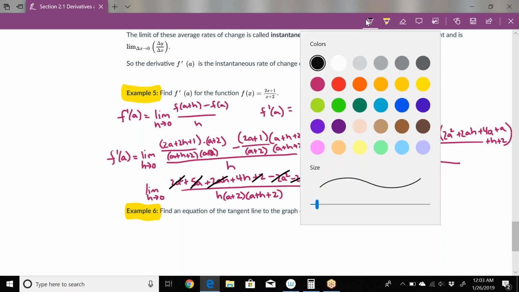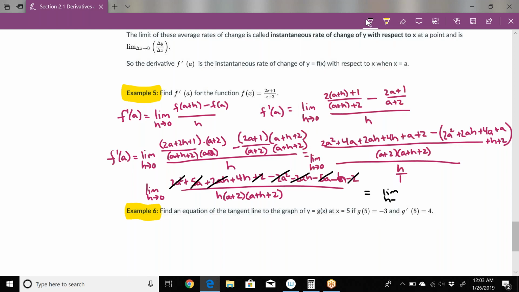So that gives me the limit as h approaches 0 of 3h over h times a plus 2 times a plus h plus 2. And then h is going to cancel out on top and bottom since we have a monomial that they have a common factor. And now that that h is gone from the denominator, we can plug in our 0. So this is 3 over a plus 2. And then you get another a plus 2 because the h goes to 0. So that's going to be a plus 2 squared. So that is the derivative of that function at any arbitrary value a.